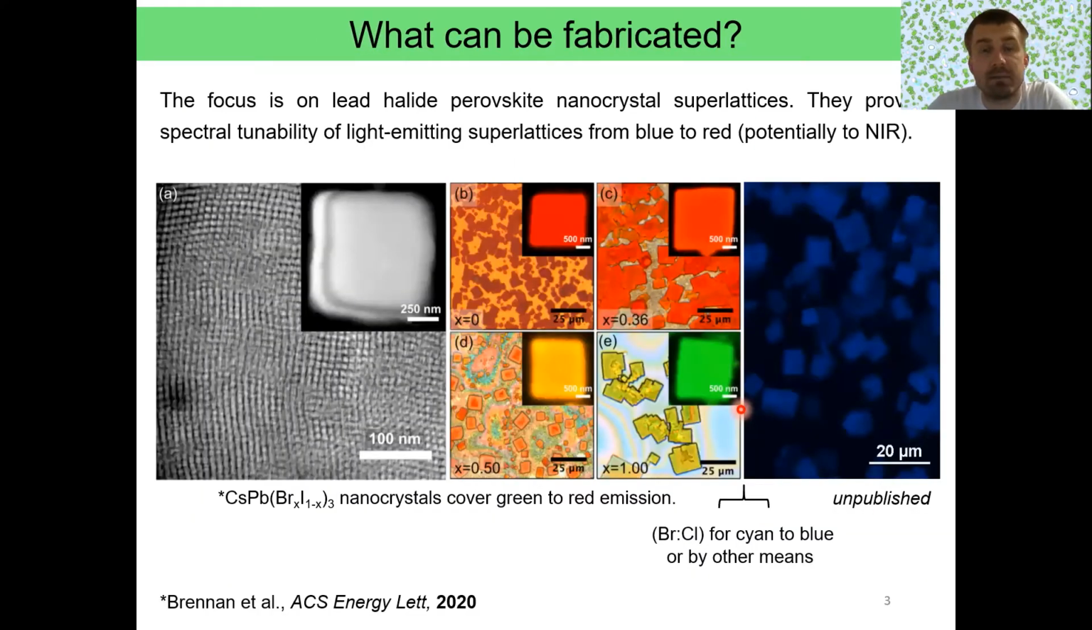Given that these assemblies are made from perovskite nanocrystals, it's natural that their optical properties are tunable. For example, here I show that nowadays it's possible to fabricate blue emitting, cyan emitting (not shown), and superlattices extending all the way to the red. For example, by changing composition from pure bromide, which is green emissive, and adding different amounts of iodide, tuning the emission towards yellow, orange, and red.